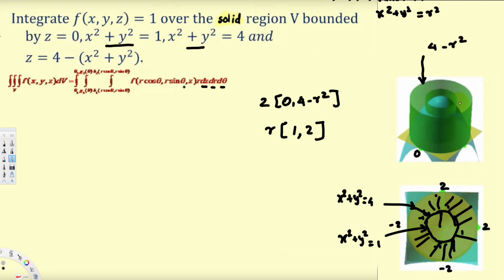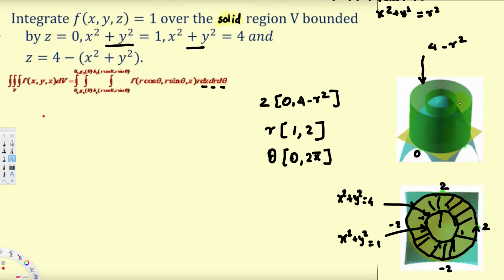Now let's look at theta. For theta this is going to be a whole circle, right? So if we start from 0, this is going to go from 0 to 2 pi, the whole circle. So theta is going to be 0 to 2 pi. Now we have the limits of integration, and now we can go ahead and integrate.